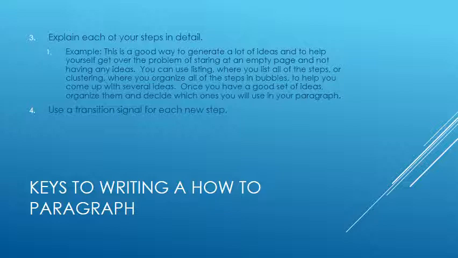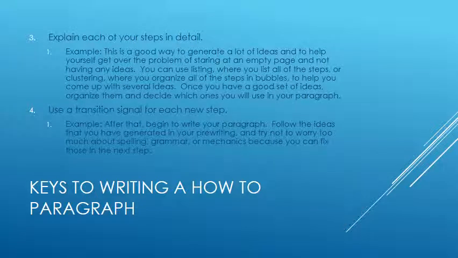The thing that I mentioned earlier is that we want to make sure that we're using a transition signal for each new step. So at the beginning of each new step, we want to have a transition signal. Okay. So those are the four keys on how to write a paragraph. So here's an example of the last one. So after that, begin to write your paragraph.